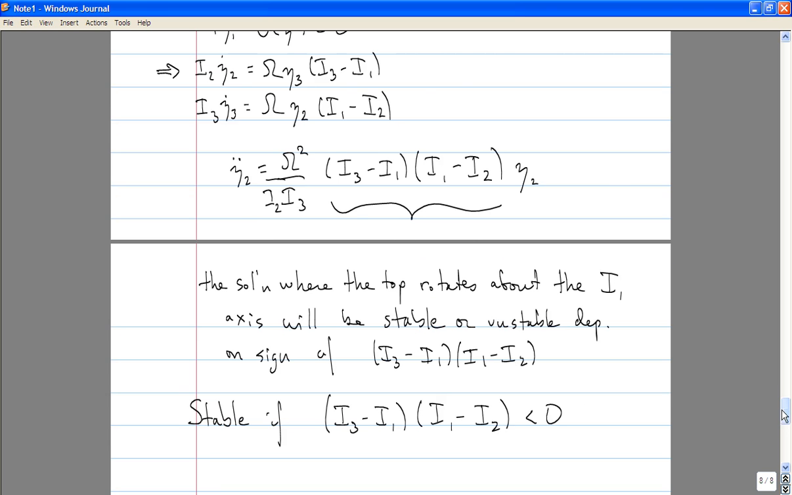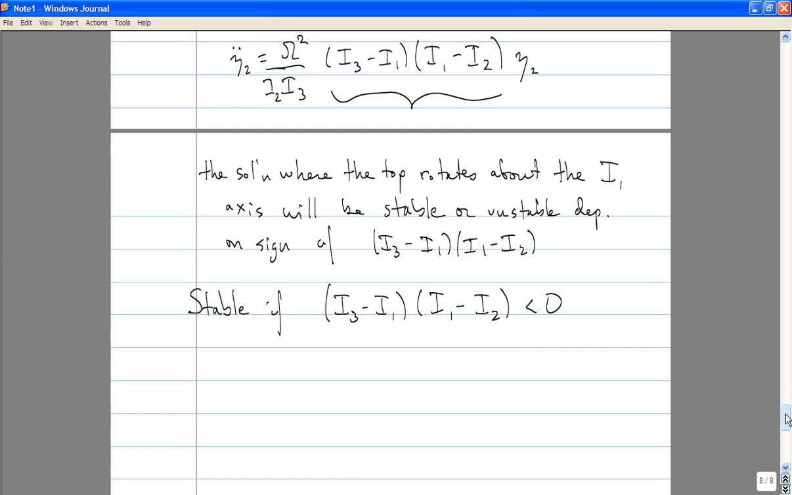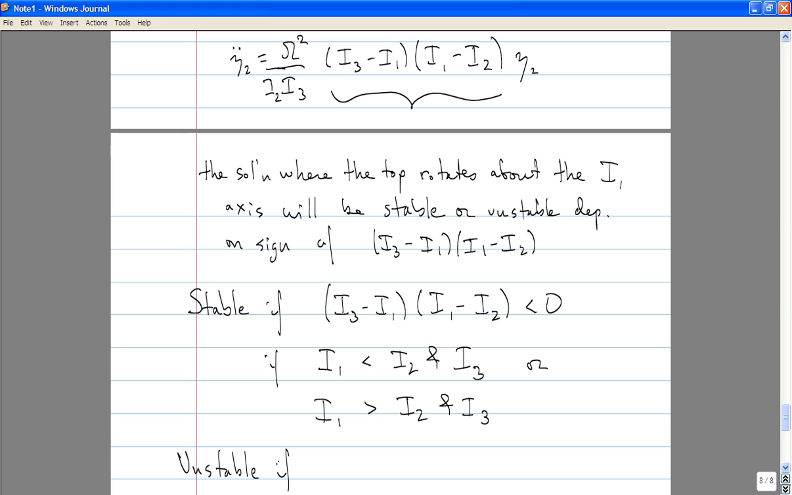And so let's stare at this quantity here. So this quantity is negative if I1 is less than I2 and I3, or I1 is greater than I2 and I3. Whereas it'll be positive and the motion will be unstable if I1 lies between I2 and I3.